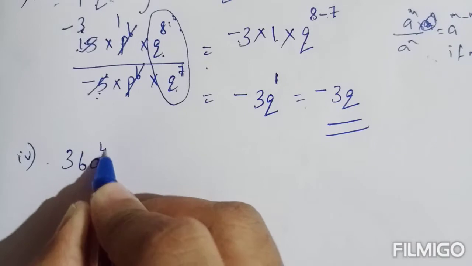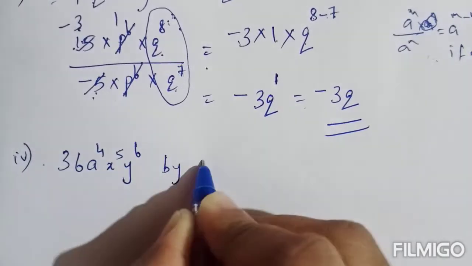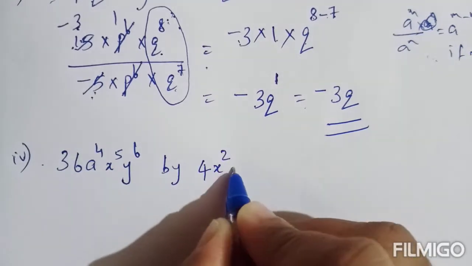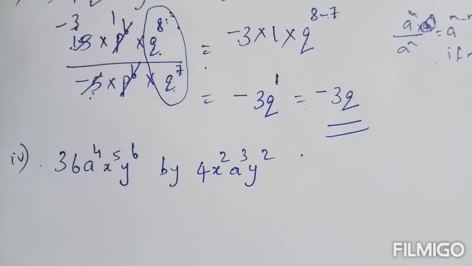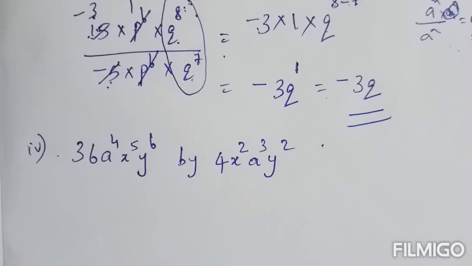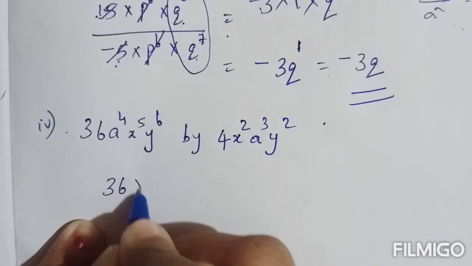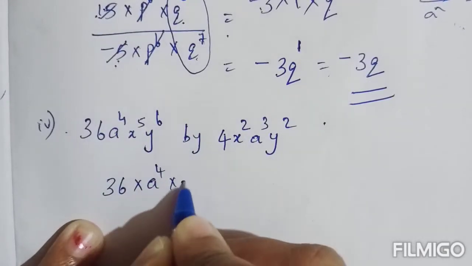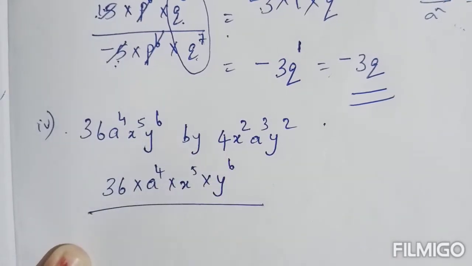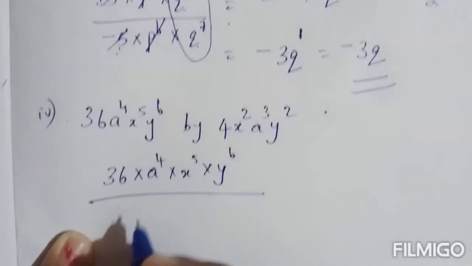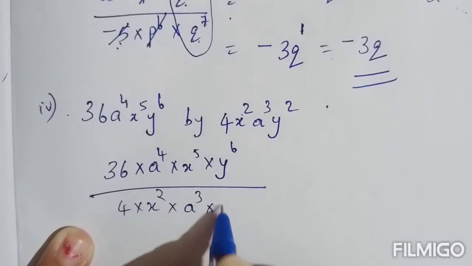36 a raised to 4 x raised to 5 y raised to 6 by 4 x square a cube y square. You have to divide these two monomials. Okay, 36 a raised to 4 x raised to 5 y raised to 6, you can write it as 36 into a raised to 4 into x raised to 5 into y raised to 6. You have to divide this by 4x square a cube y square, that is 4 into x square into a cube into y square.